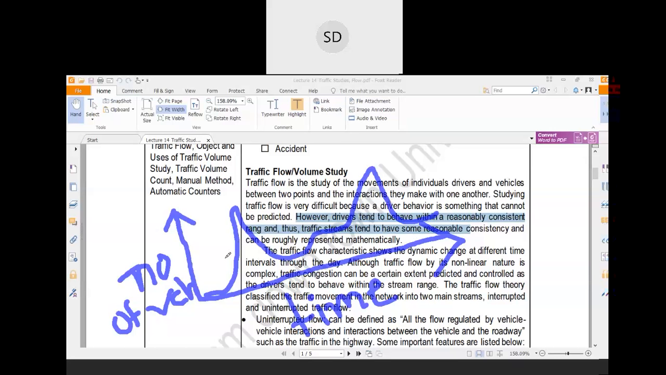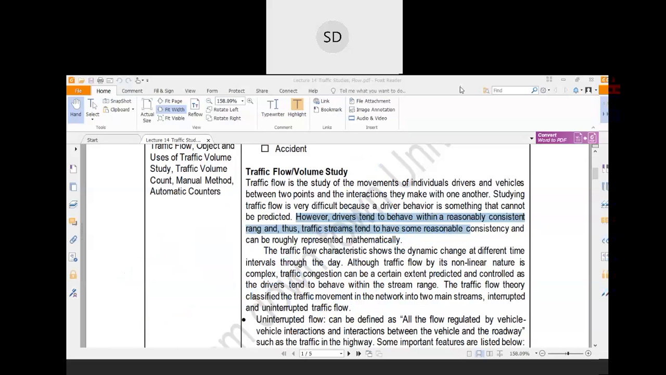Generally, these two peaks occur because of the office timing in that area. This morning peak is basically because of the rush of traffic in the working hours to go to the office, and this evening peak is because of all the vehicles returning from their respective offices to their respective homes. So for this reason, two peaks can be observed in the traffic flow analysis. One is the morning peak and another one is the evening peak.